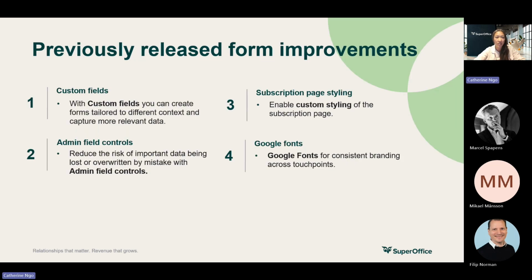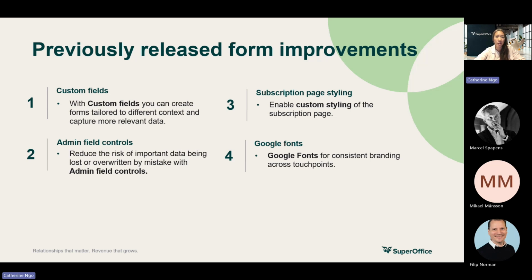And then I would like to give a recap of form improvements that we have released previously. So we have custom fields. So now you can add custom fields to your forms. So now you can tailor your forms to different contexts and capture the data that is relevant for your company. And then we have the admin field controls, where admins now can choose which fields can be overwritten or not by form submission. And this is to reduce the risk of imported data being lost or overwritten.